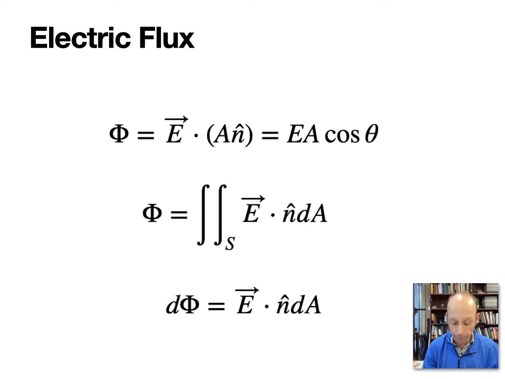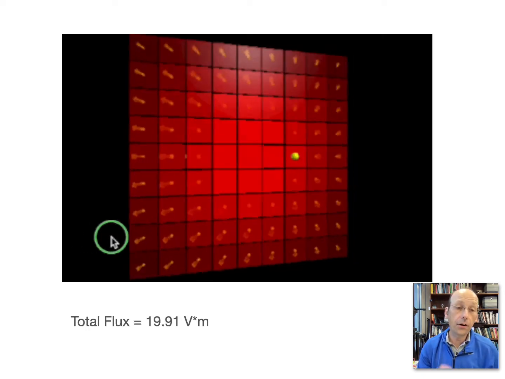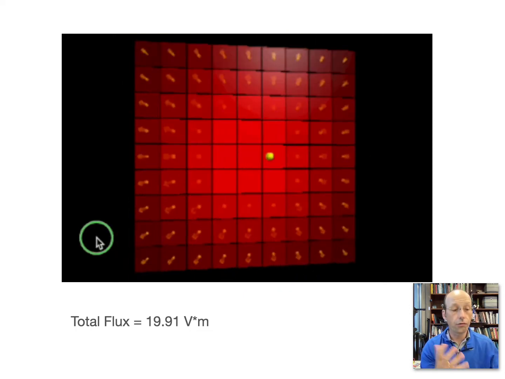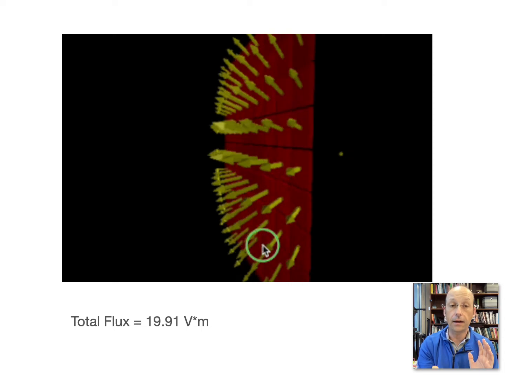Okay, let's look at an example. Let's calculate the flux. Here is the flux due to a single point charge through this area. And I did this in VPython.